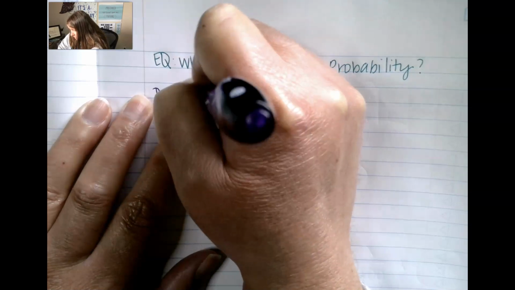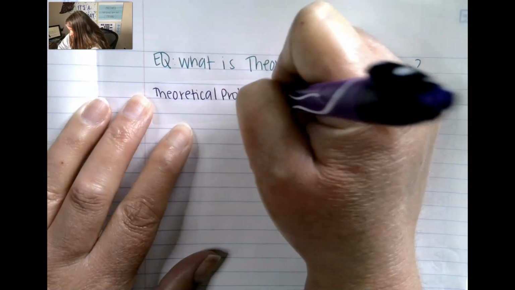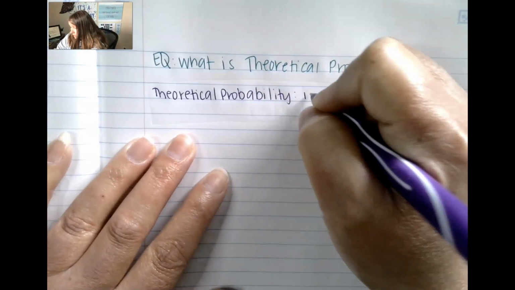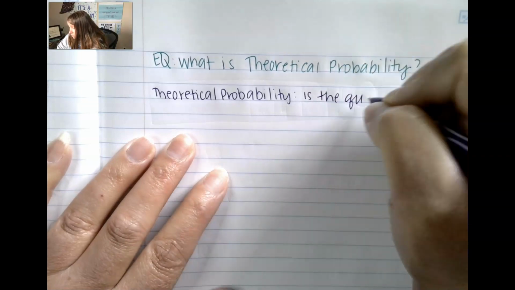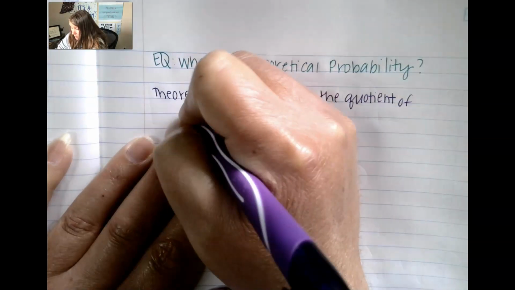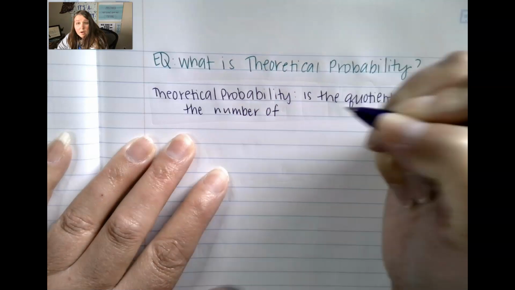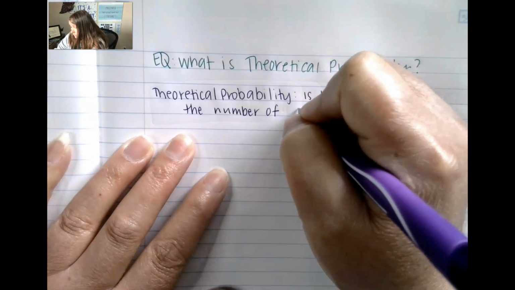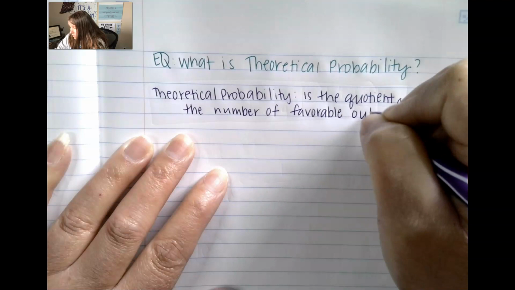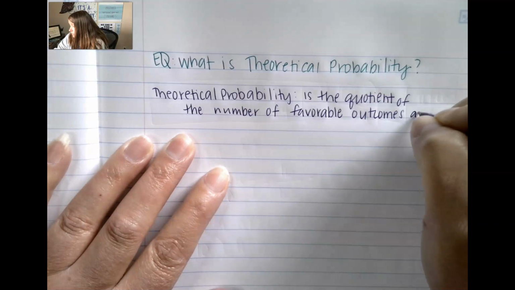Theoretical probability is the quotient, quotient is dividing, quotient of the number of favorable outcomes and possible outcomes.